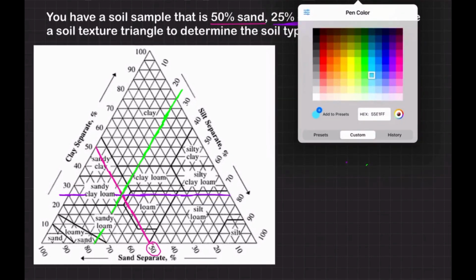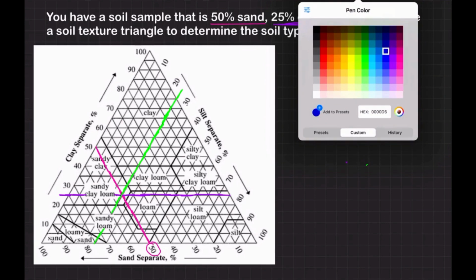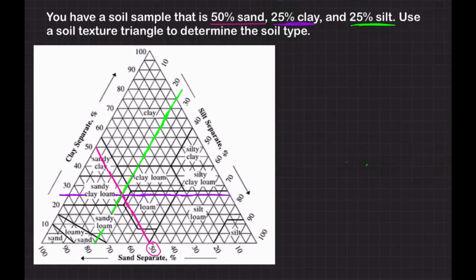Let me see if I can find a better color. So all of our numbers meet right here, and that's in the sandy clay loam box. So our sandy clay loam box is this. Okay, everything in this area. So since where we meet is within the sandy clay loam, our soil is sandy clay loam.